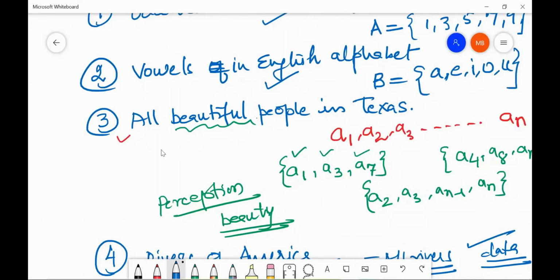Suppose I say all good players of basketball. Again, good player of basketball is not clearly defined, or all good students, or all good citizens of US. So how do I select good citizens? What is my criteria to select good citizens? It is extremely important. Are the taxpayers good citizens, or are the law-obeying people good citizens? So all of us may have different perceptions for defining good citizens. So these statements are not very well defined.